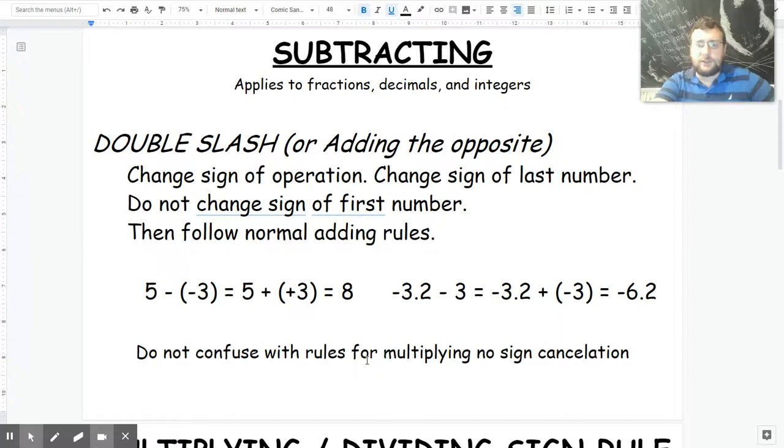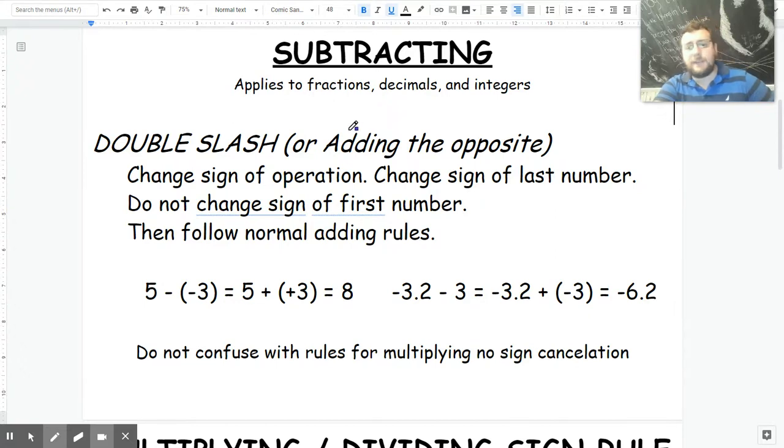So in this video, let's talk about the rules for subtracting fractions, decimals, and integers. Now, the examples I'm going to do are all going to be integers, but you can apply the same principles to fractions and decimals when you're trying to do that. The point here is, what do you do about subtractions?